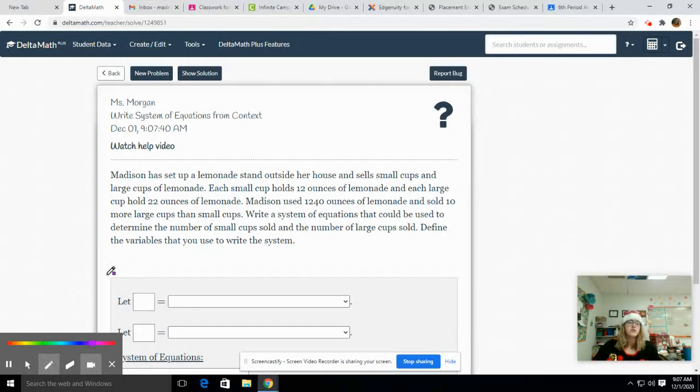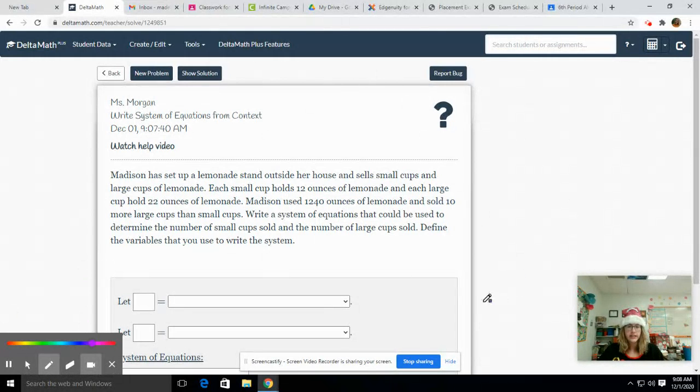Okay. So this one, Madison has set up a lemonade stand outside her house and sells small cups and large cups of lemonade. Each small cup holds 12 ounces of lemonade. Each large cup holds 22 ounces of lemonade. Madison used 1,240 ounces of lemonade and sold 10 more large cups than small cups. Write a system to determine the number of small cups and large cups sold.